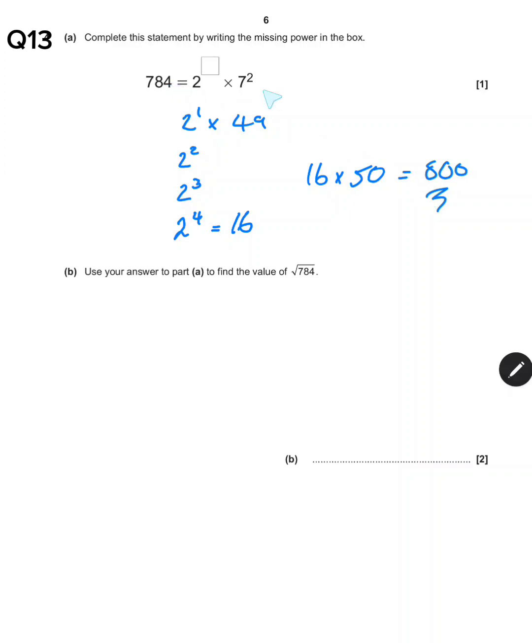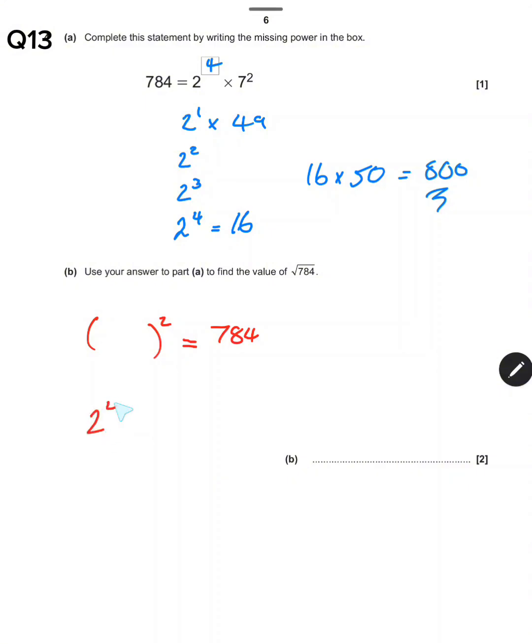Which is very close to 784. So I'm pretty confident that that is a 4 there. Part B says use this answer to find the square root of 784. So we're looking for something squared to be 784. So we can work out the square root of 784.